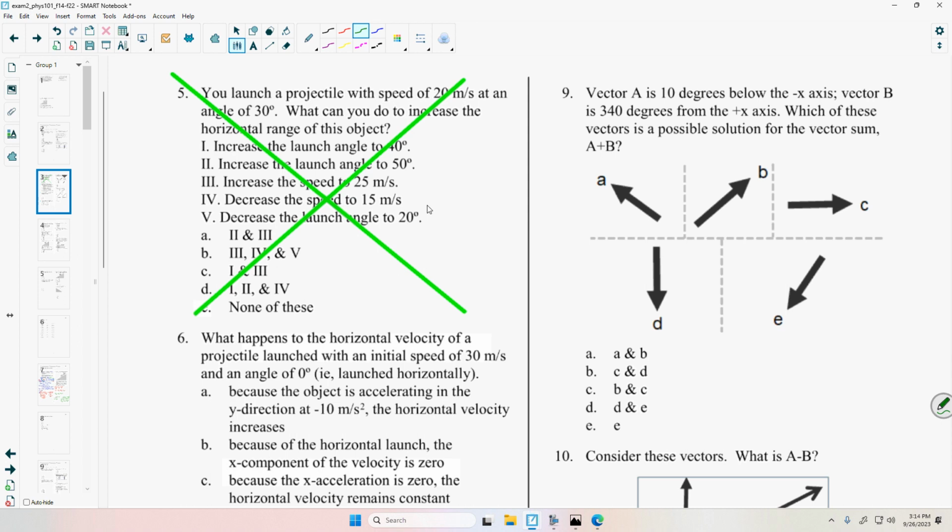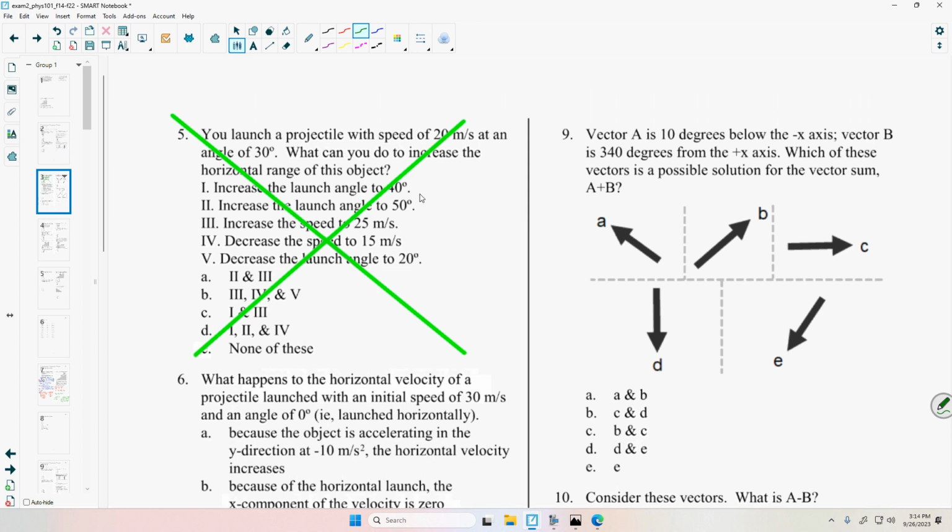So in this, I have two vectors, vector A and vector B. Notice I don't give their magnitudes, I just give their directions. And so I can sketch them out. Vector A is 10 degrees below the negative x-axis. So I'm going to draw vector A like this. And then vector B is 340 degrees from the plus x-axis. Let's see, where would that put it? It puts it in the fourth quadrant. It's going to be right over here, 340 degrees from there.